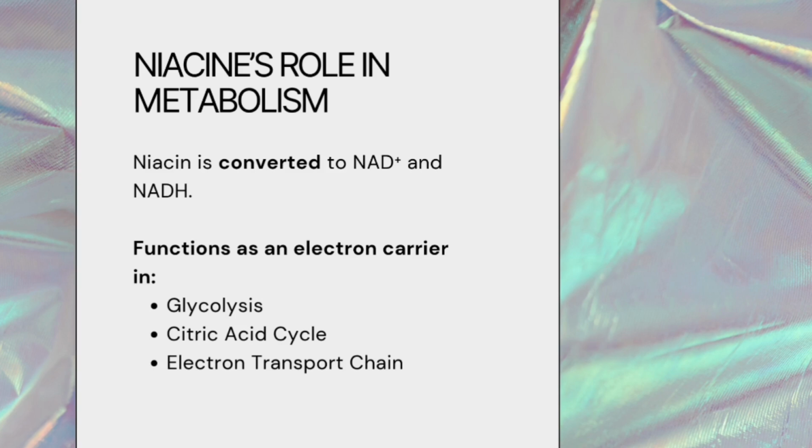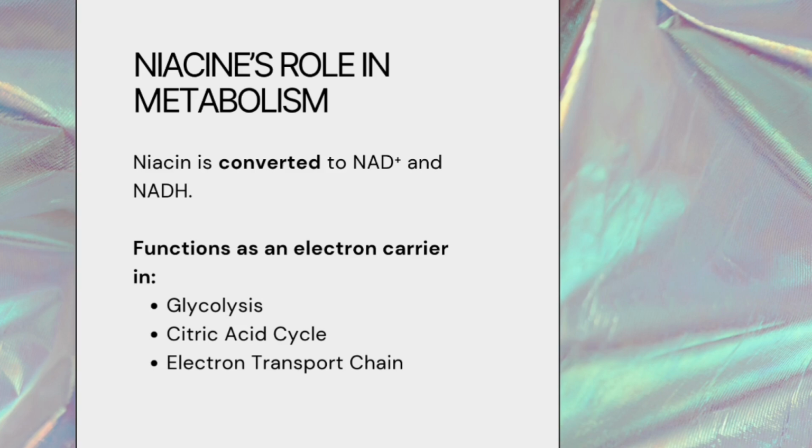In the citric acid cycle, NAD+ is reduced to NADH in multiple steps. For example, during the conversion of isocitrate to alpha ketoglutarate and malate to oxaloacetate. The NADH produced here is loaded with high-energy electrons, ready to fuel the electron transport chain.